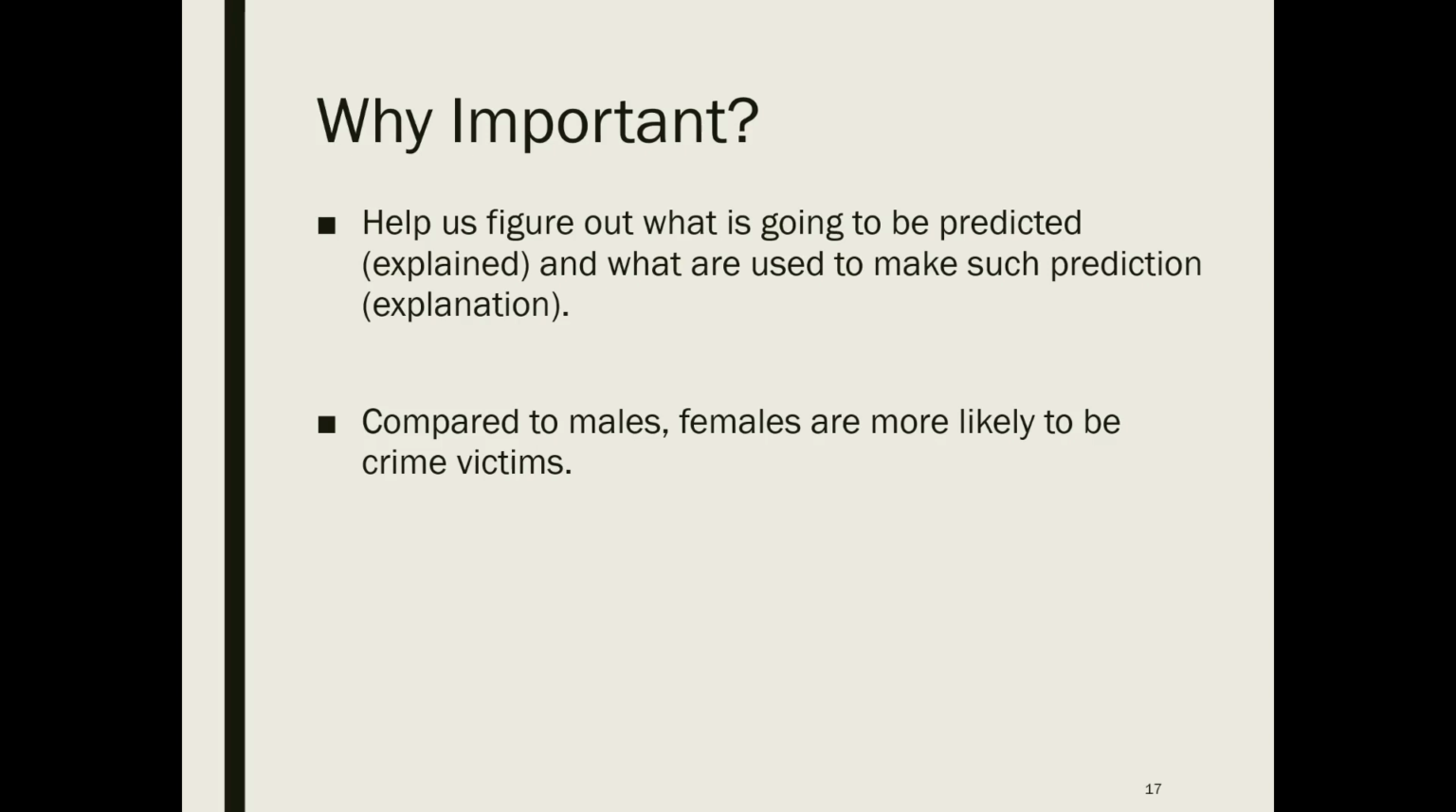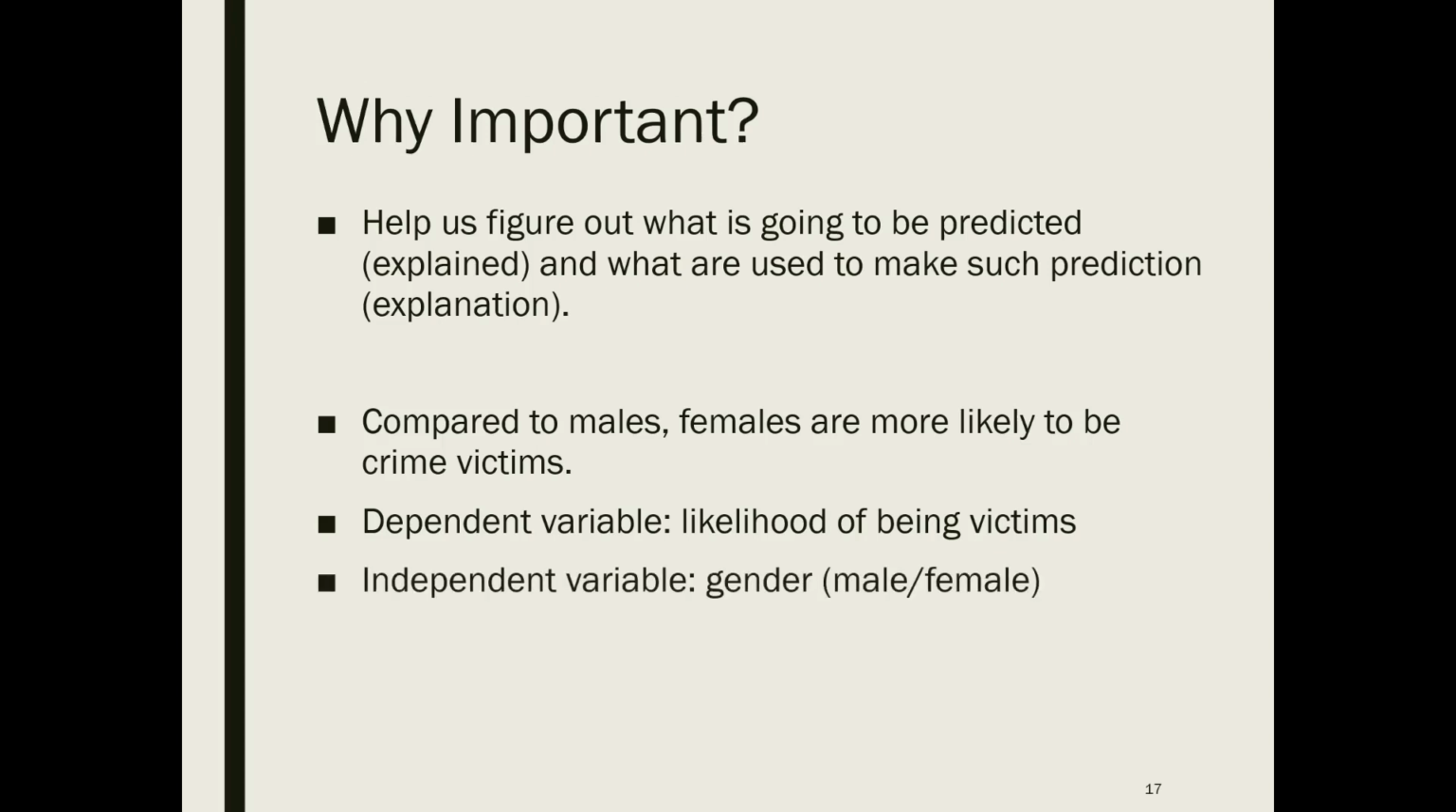We talked about in the past example, right? We have the dependent variable, likelihood of being victims. We have the independent variable, which is gender. Again, in this statement, you are looking at the gender's impact on crime victims or the likelihood of being victims, not the opposite direction, right? You're particularly looking at the gender's impact on likelihood of being victims. So here, gender becomes the independent variable, and the likelihood of being victim becomes the dependent variable.